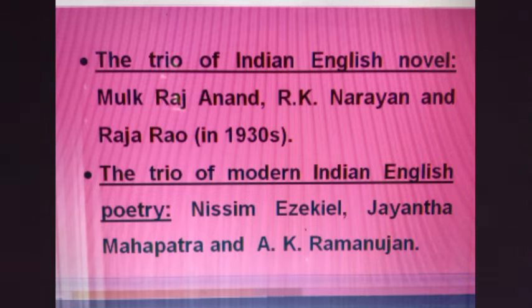Now the trio of Indian English novel: Mulkraj Anand, R.K. Narayan and Raja Rao, during the 1930s. So they are called the trio of Indian English novels.